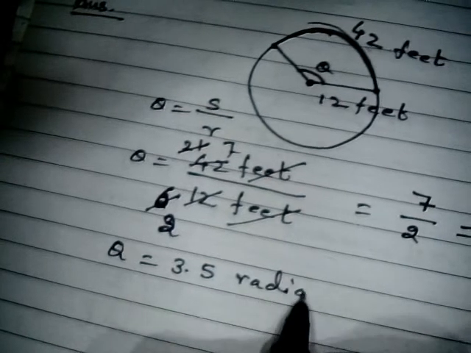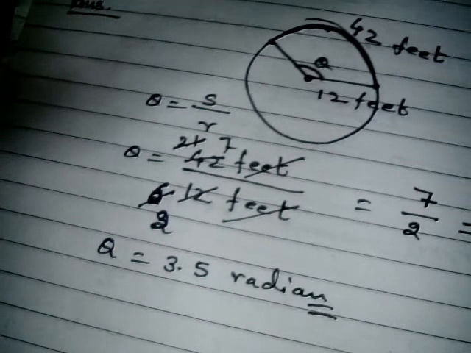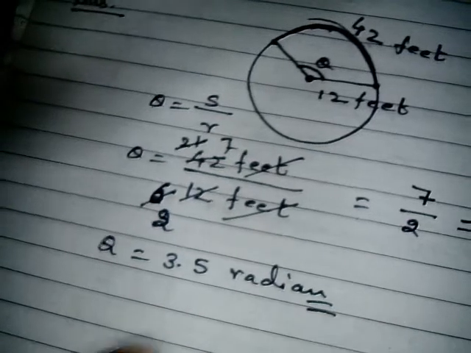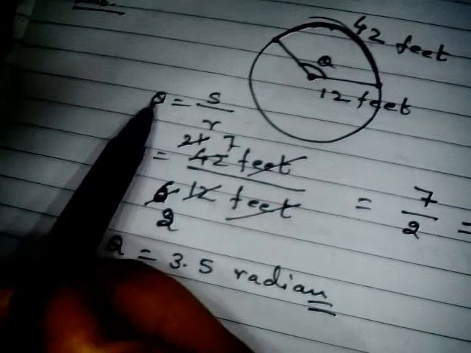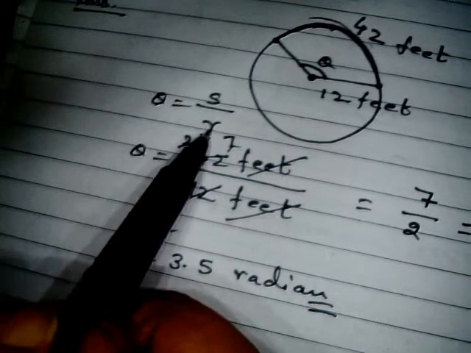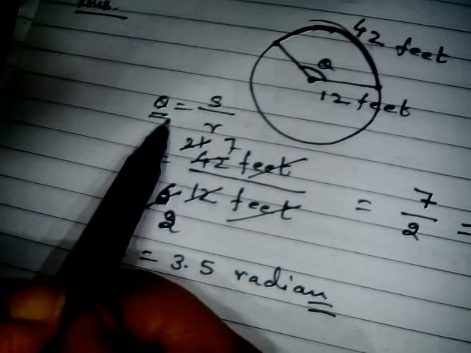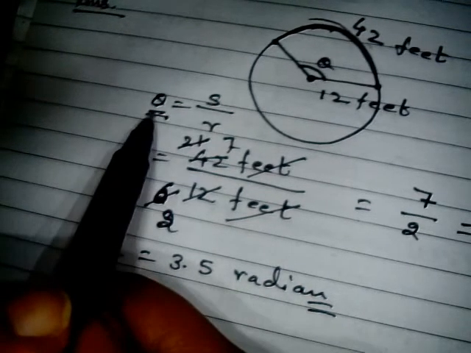Correct, so this is how we can calculate. Always remember, when this is the relation theta equals S upon R, theta becomes unitless over here, and to make it unitless, it is called radian.